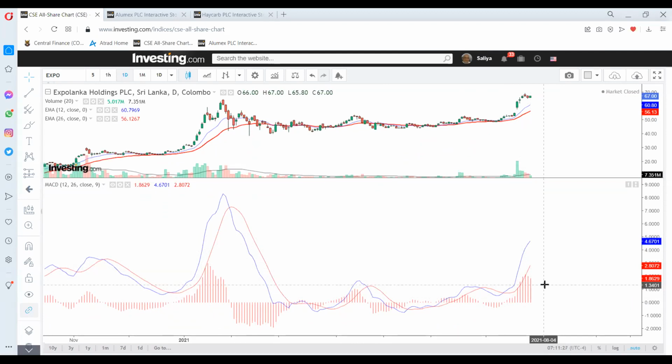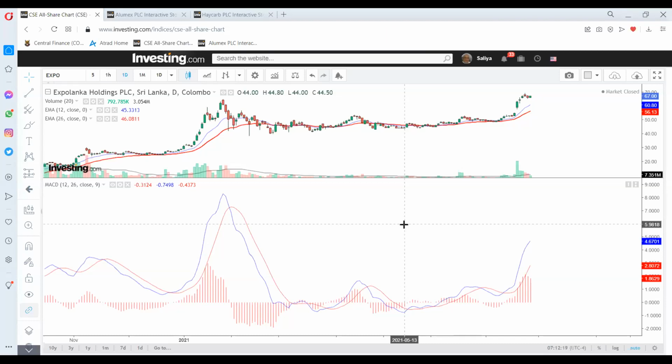So some people misinterpret the signal line as just another 9-day exponential moving average, just like what we used here. It is not the case. This is the exponential moving average, the 9-day period, of the MACD value itself. In other words, to put it simply, the signal line is arrived at by taking the values of the MACD for 9 days and then arriving at the 9-day exponential moving average based on those 9 values that we have taken on the MACD.